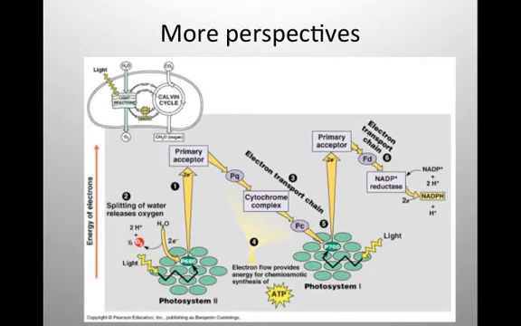Just another perspective here, the light reactions, these reactions here are occurring on the thylakoid membrane. We are going to be pumping hydrogen ions into the thylakoid space, allowing them to go into the stroma. The important parts of the light reactions are to create ATP and to reduce NADP+ to NADPH using electrons, light energy, and water, creating oxygen as a byproduct.